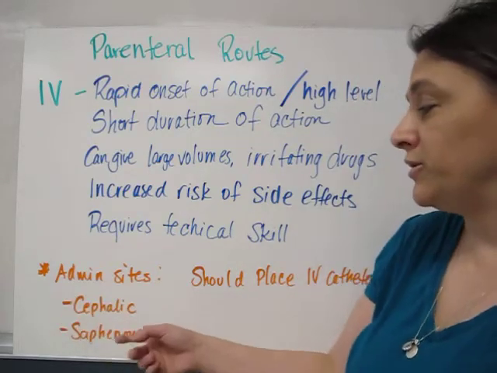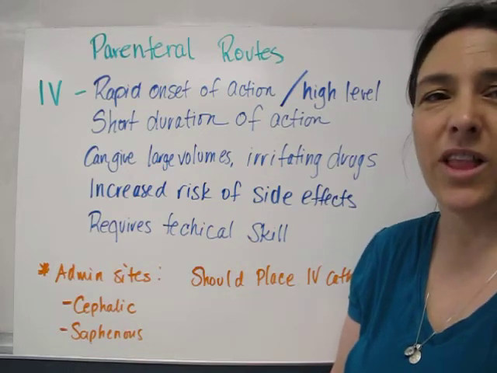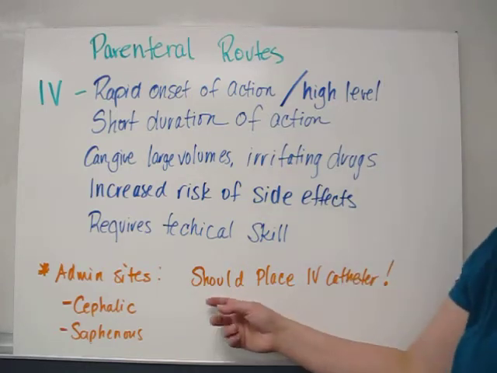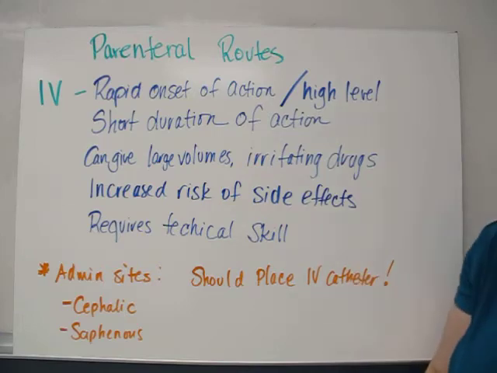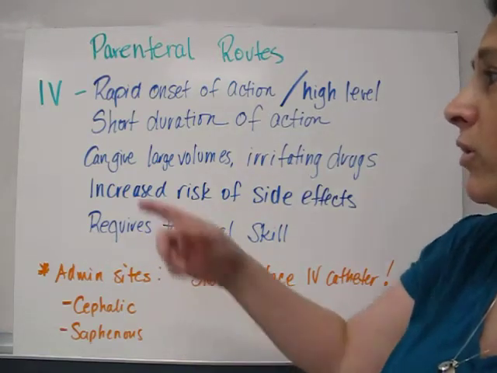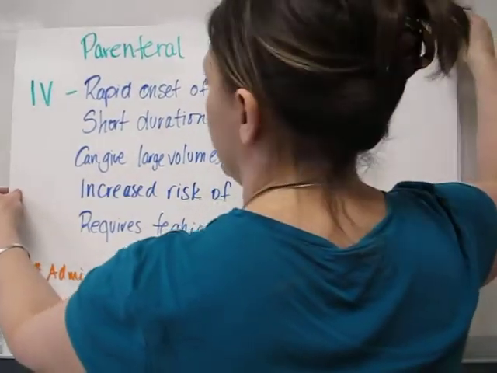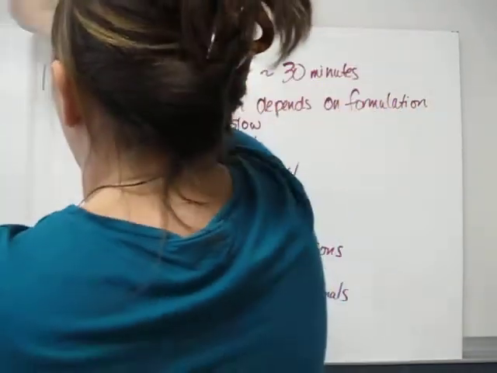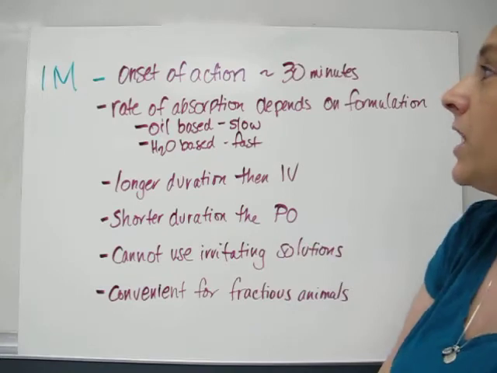Administration sites, you could do cephalic, saphenous, jugular, though I don't know a lot of people who do IV injections in the jugular. You should place an IV catheter when you're doing IV injections, especially if you're going to use large volumes or irritating drugs, because irritating drugs given paravascularly can cause damage to the epidermis.